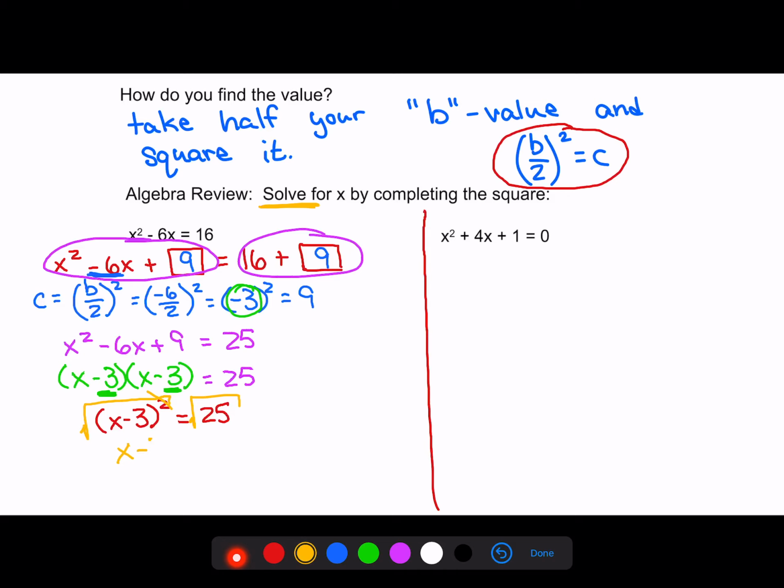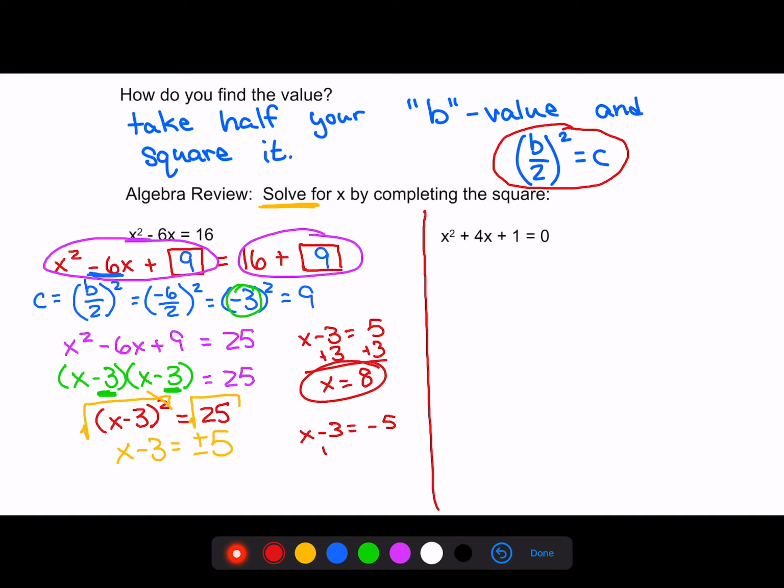We're left with x minus 3 equals plus or minus 5. It's plus or minus because I took the square root of a number. From here, x minus 3 equals 5. That's my first equation. x minus 3 equals negative 5 is my second equation. I add 3 to both sides, and we're left with x equals 8.